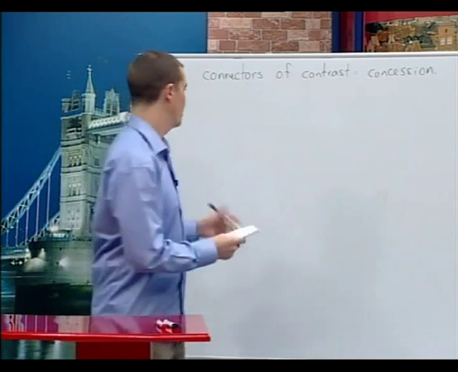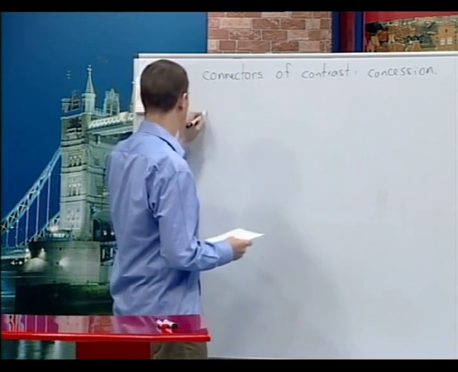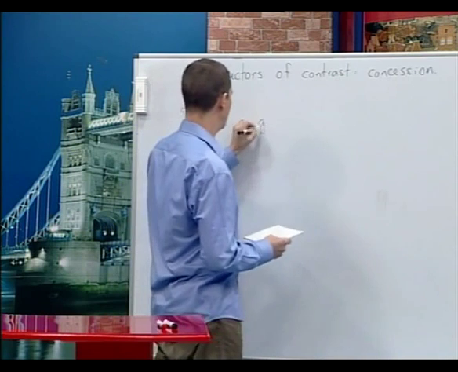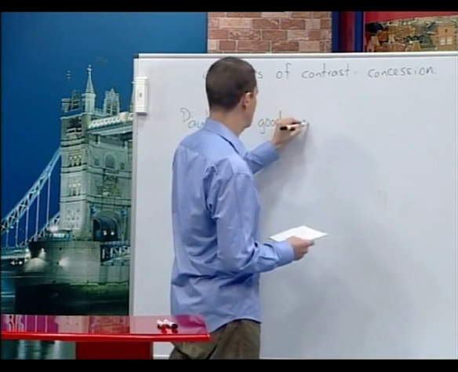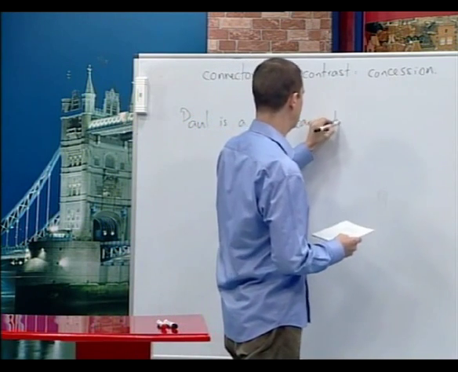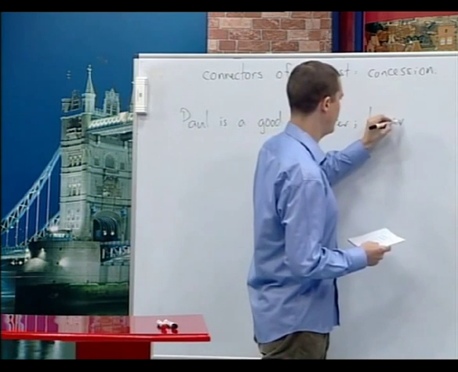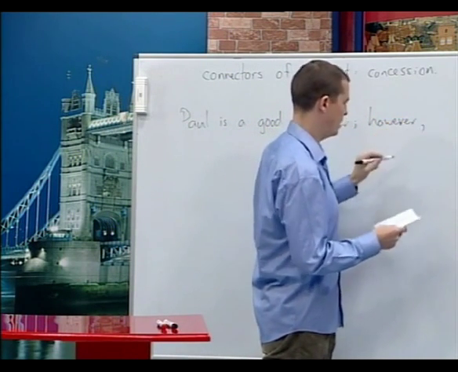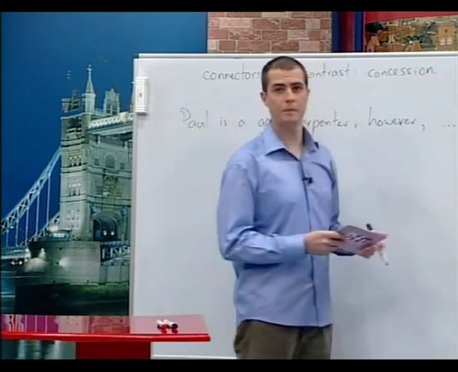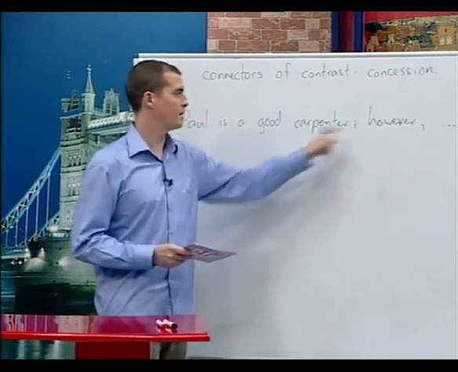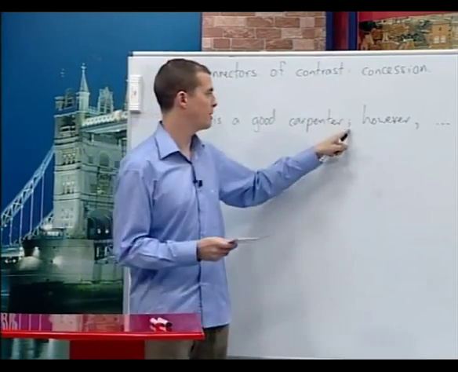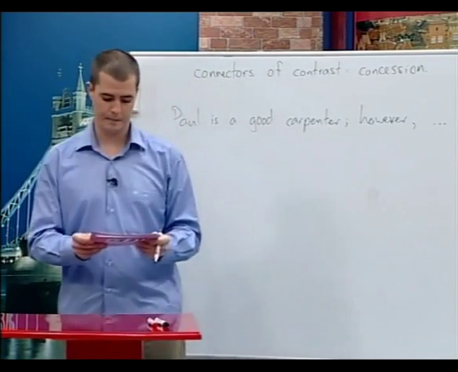So we have Paul is a good carpenter, semicolon, however, comma, etc. When we have however in the same sentence, it must be a semicolon, however, comma.